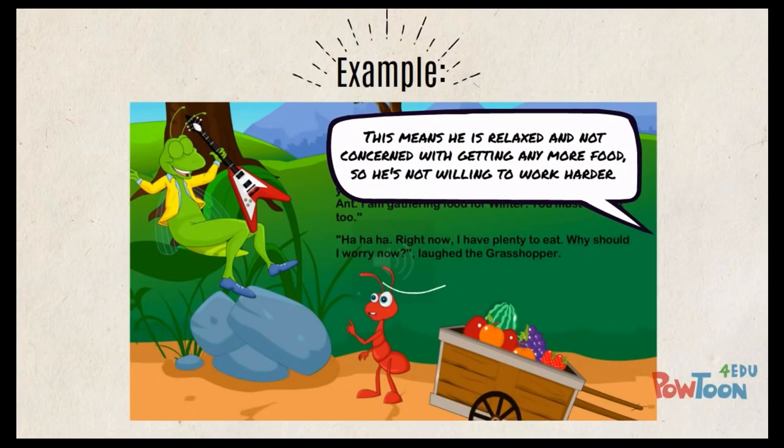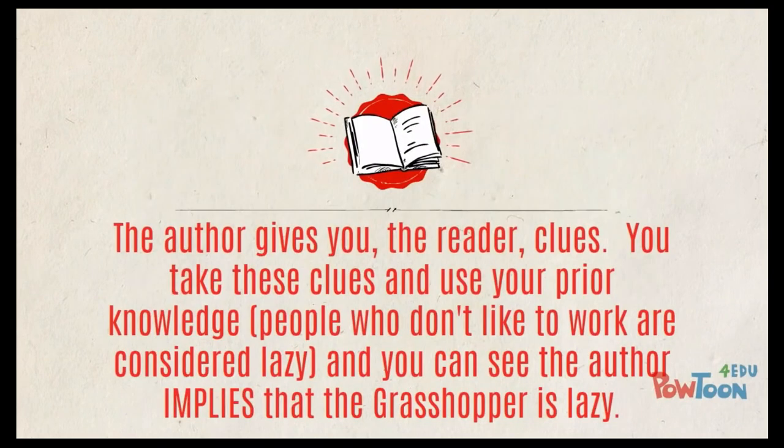This tells me that he's relaxed. He's not concerned with getting more food. He's not willing to work any harder. So the author is giving you, the reader, clues in their explicit text, and you take those clues and use your prior knowledge, such as people who don't like to work are considered lazy, and you can see the author is implying the grasshopper is in fact lazy.